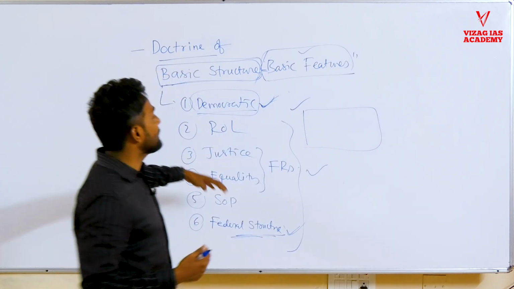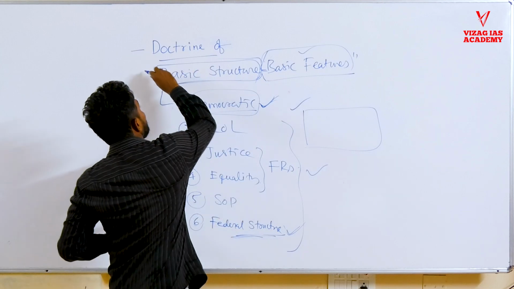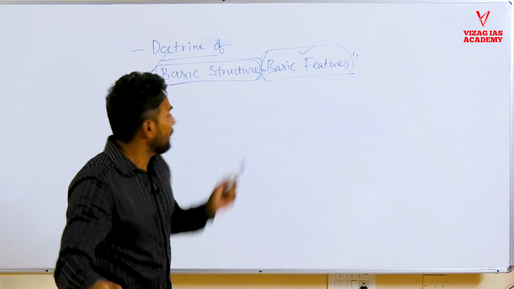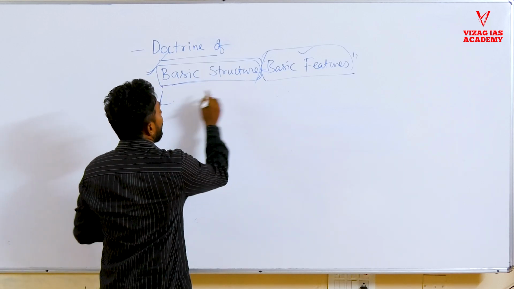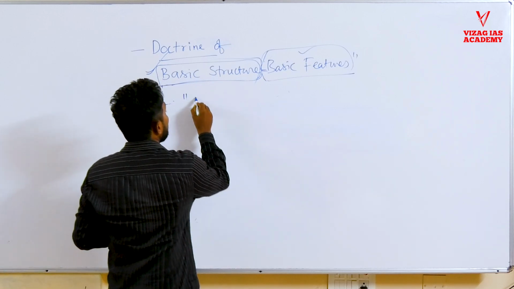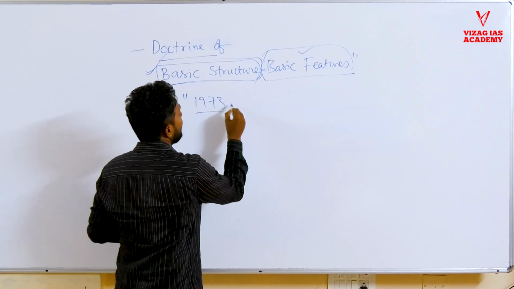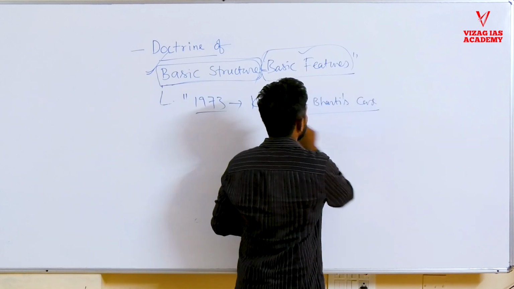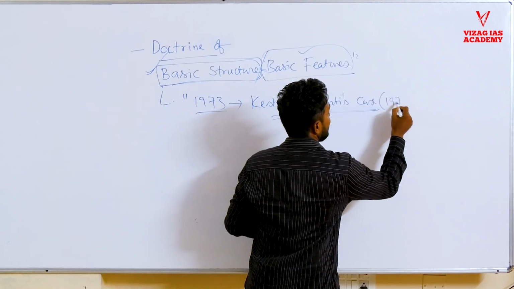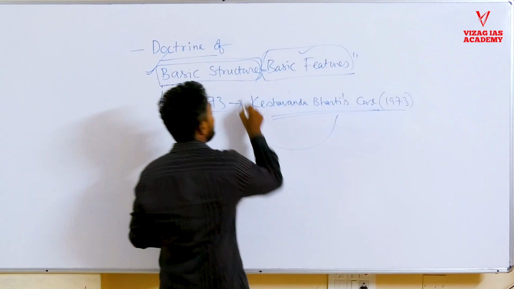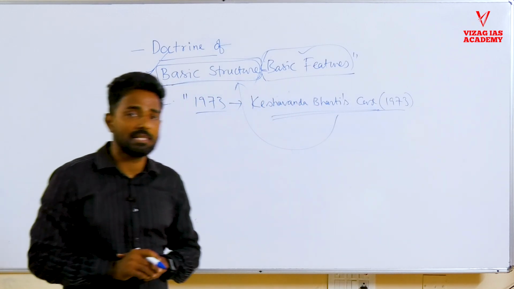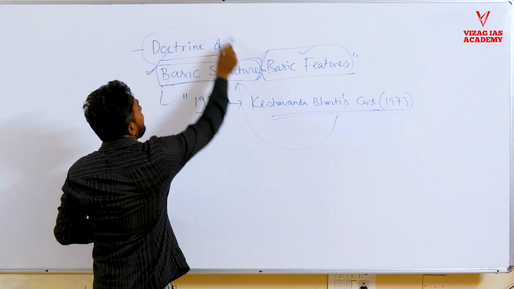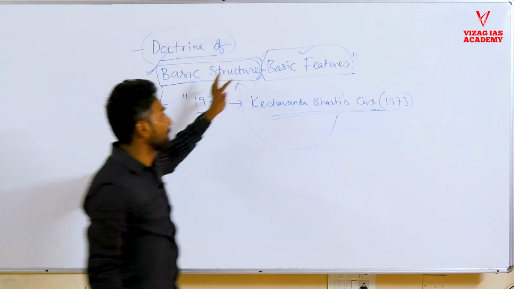We will see various cases and how we have come to the emergence of this doctrine. We will see the background. The basic structure doctrine emerged in 1973 in the case of Keshavananda Bharati. In the Keshavananda Bharati case of 1973, the Supreme Court came up with this doctrine, and formulated the doctrine of basic structure or basic features.